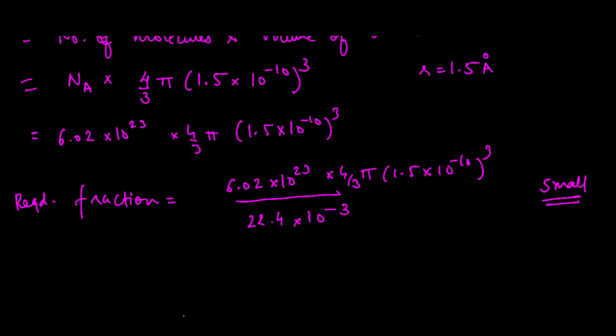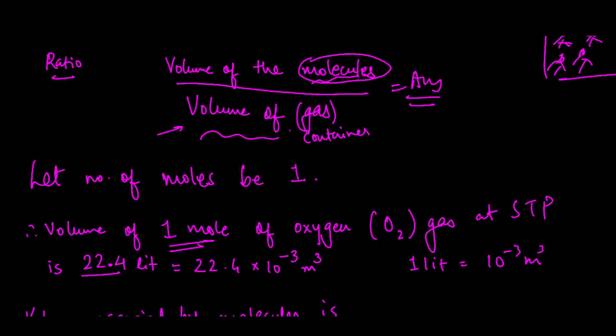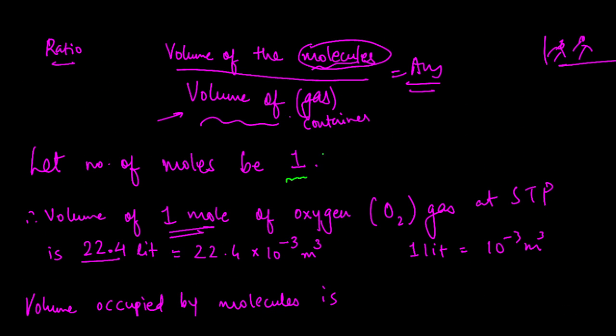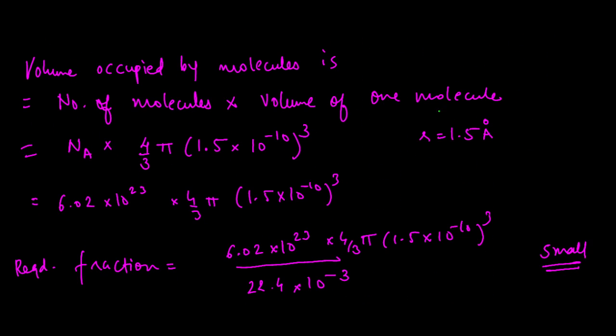Also, there's one thing that I want to point out: suppose you take more moles. Suppose instead of 1, you would have taken 3 moles. Then here we will have to write 3. If you write 3 here, this would become 3 times. And on the other hand, your number of molecules will also become 3 times. You understand what I'm saying?